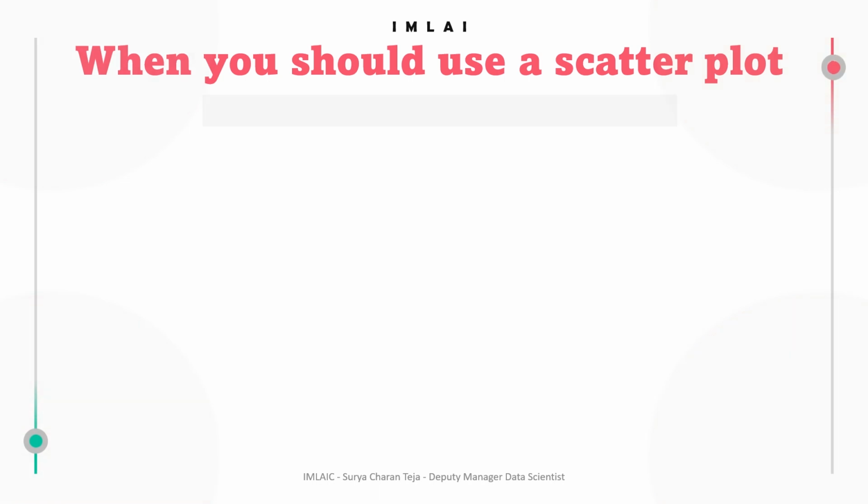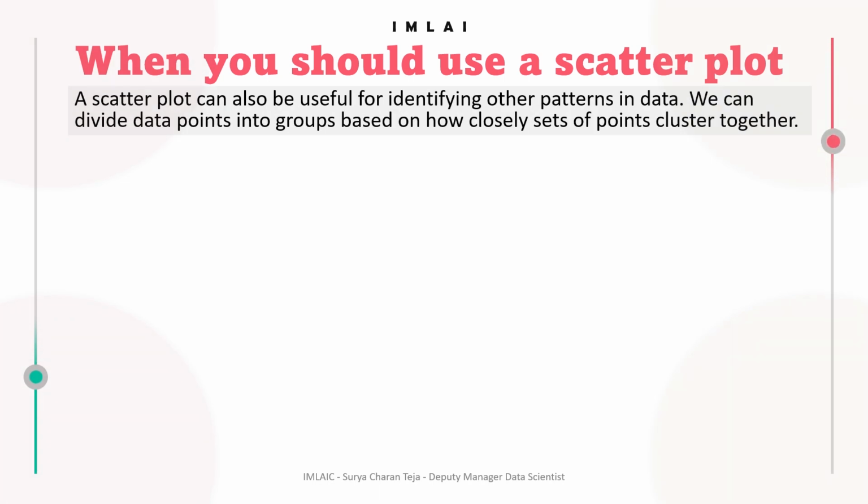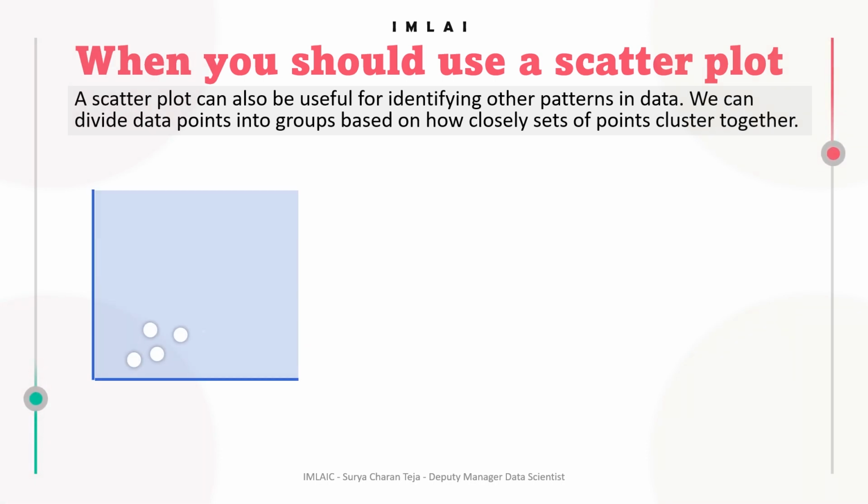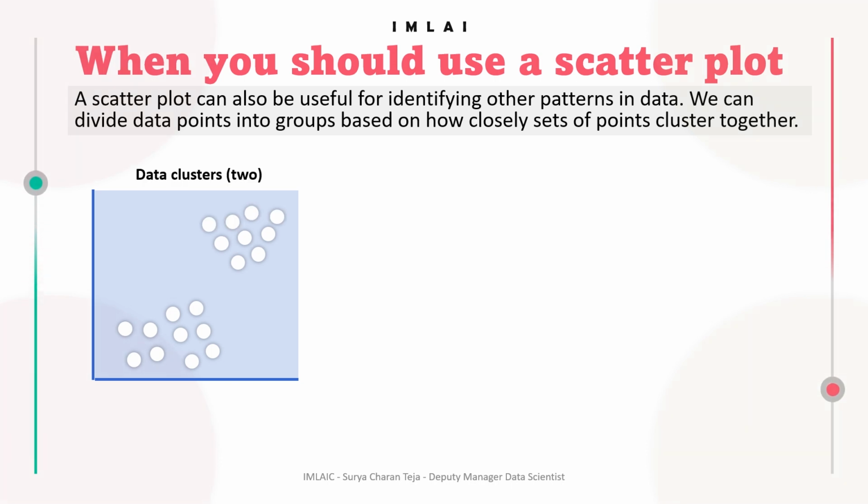A scatter plot can also be useful for identifying other patterns in data. We can divide data points into groups based on how closely sets of points cluster together. Scatter plots can also show if there are any unexpected gaps in the data and if there are any outlier points. This can be useful if you want to segment the data into different parts, like in the development of user personas.